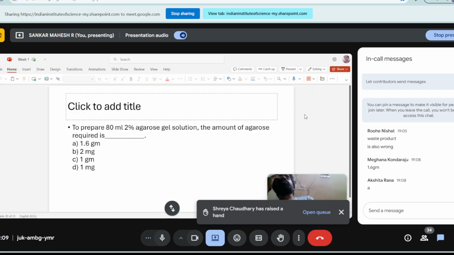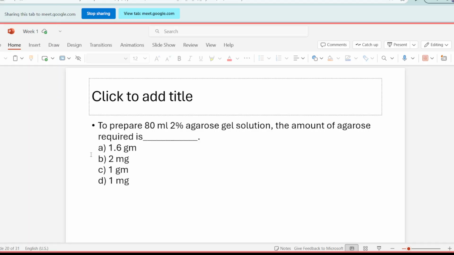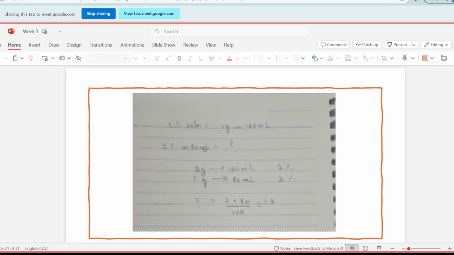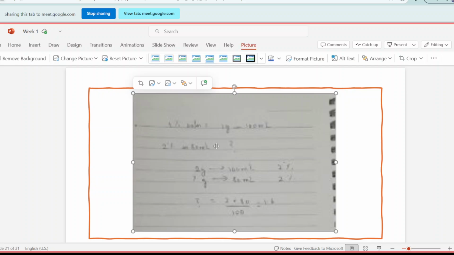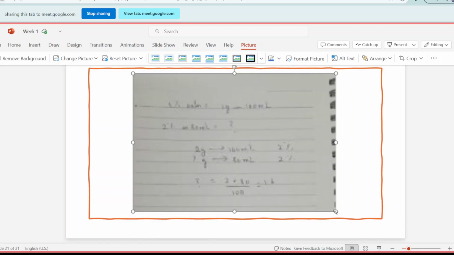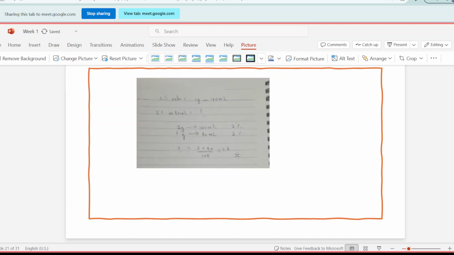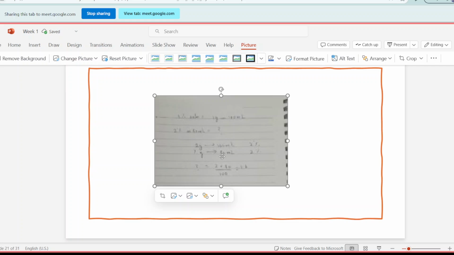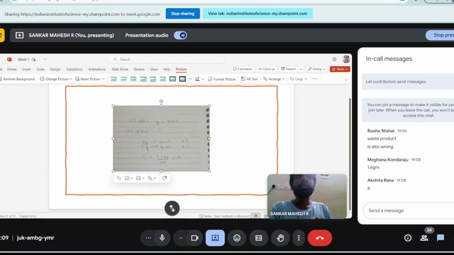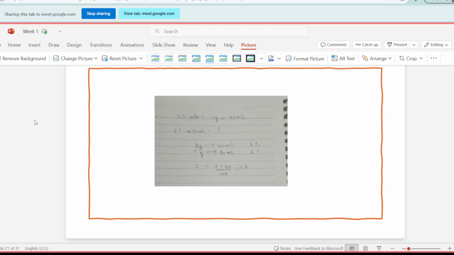Yeah. So I have the calculation here. It's very simple. You might have done this in your school level. So for 2% in 100 ml, you need 2 grams. So you just cross multiply how much you need for 80 ml, and if you need it for 80 ml, you get 160 by 100, which is 1.6 grams. Yeah, Akshita, Rana, and Meghana, all of you have given us 1.6 gram. That's the right answer. Good, all three of you.